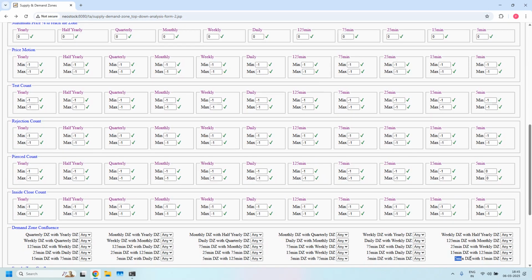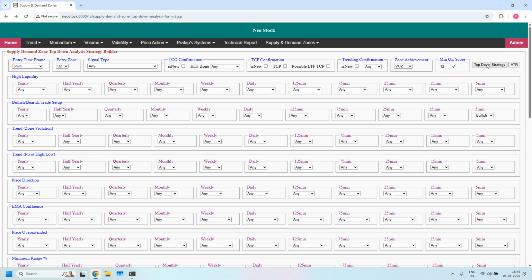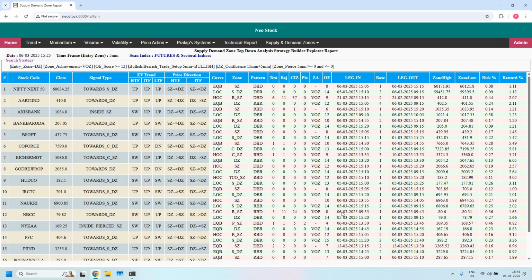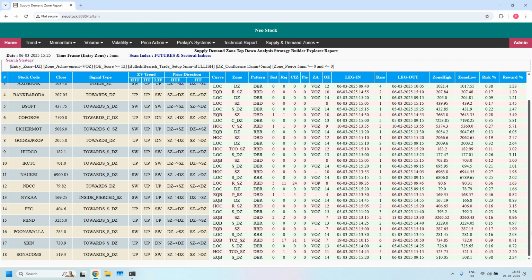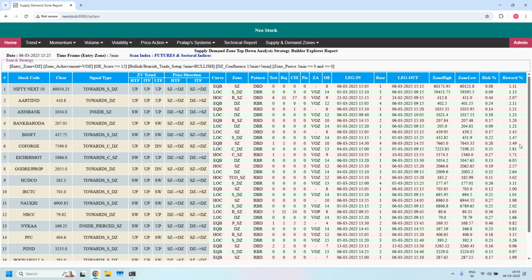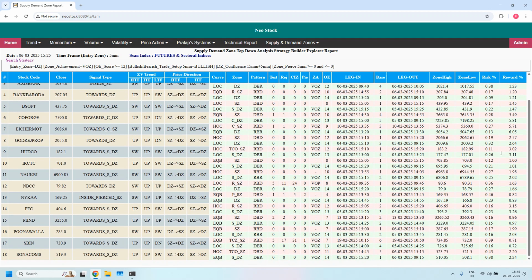So I am enabling the filter 5 minutes demand zone with 15 minutes demand zone confluence. With this filter, out of 20 stocks, we got 18 stocks. So first 15 stocks in the list. I am scrolling the list down.